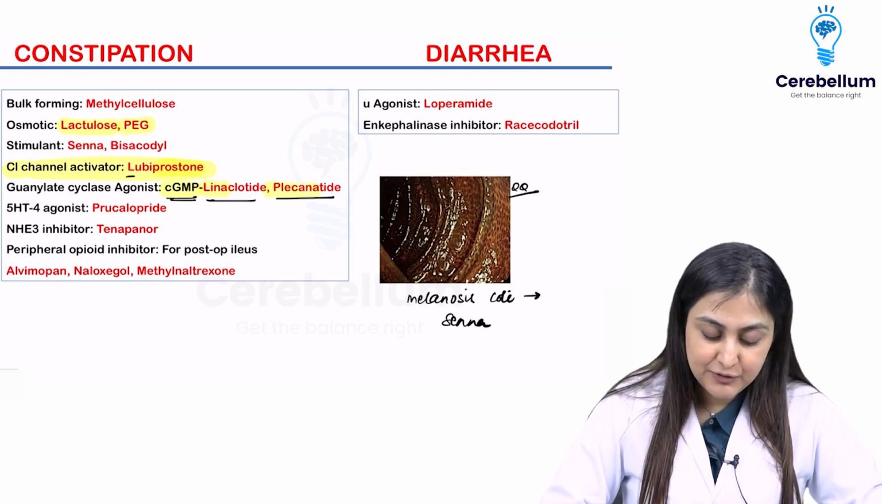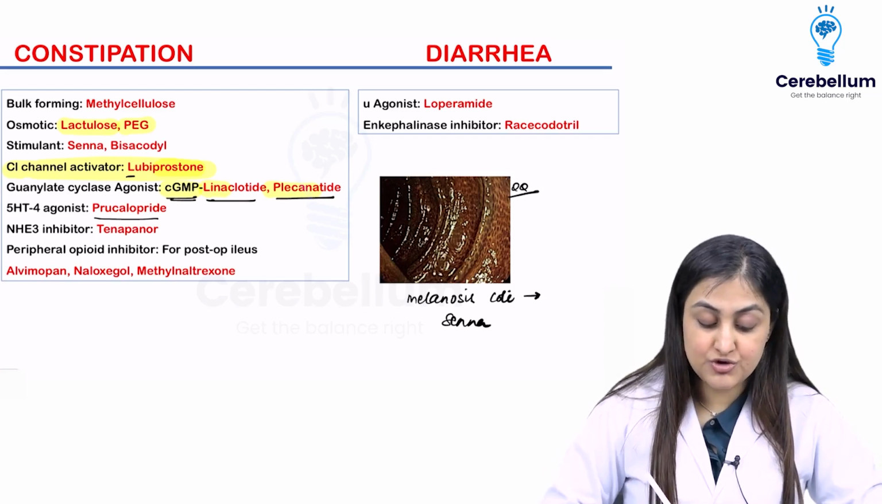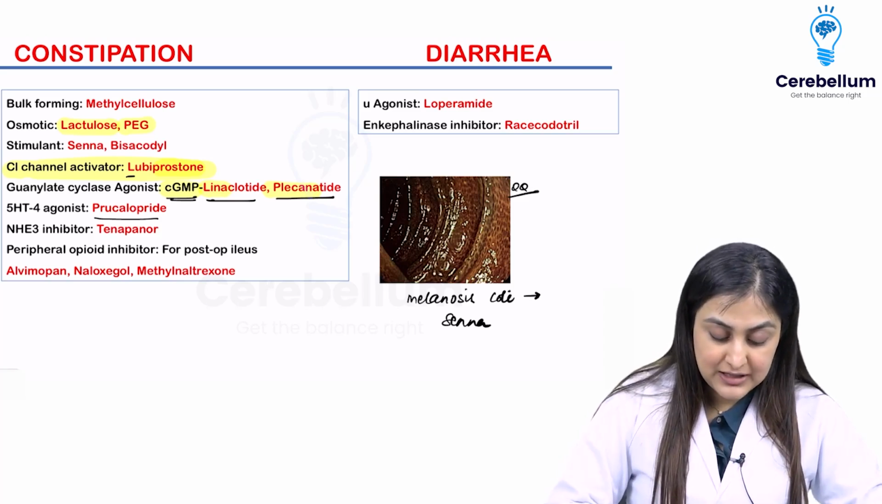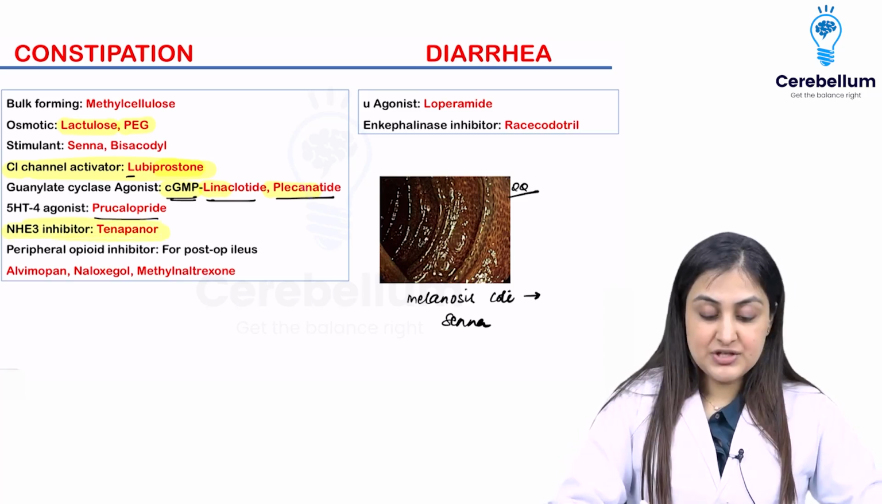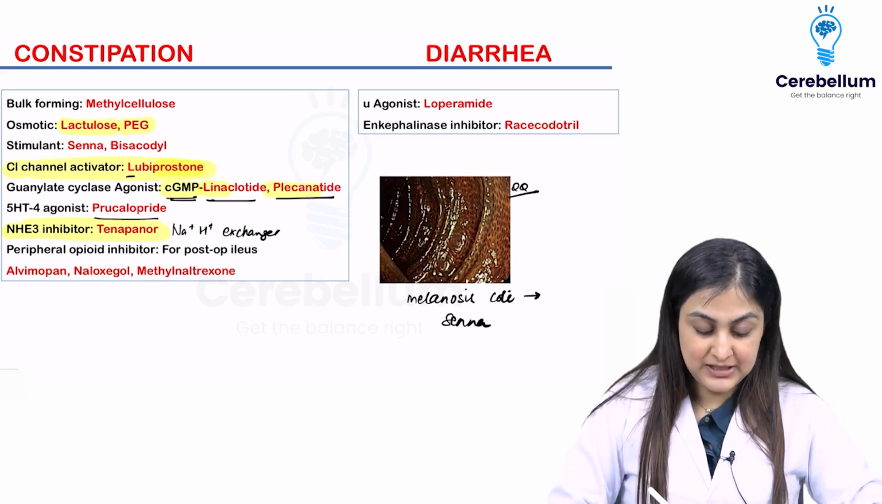Okay, the 5-HT4 agonist is a new drug again. This is prucalopride. These are all new drugs. Another new drug is the NHE3 inhibitor, which is tenapanor, a sodium-hydrogen exchanger inhibitor. Okay, so that is what NHE is.